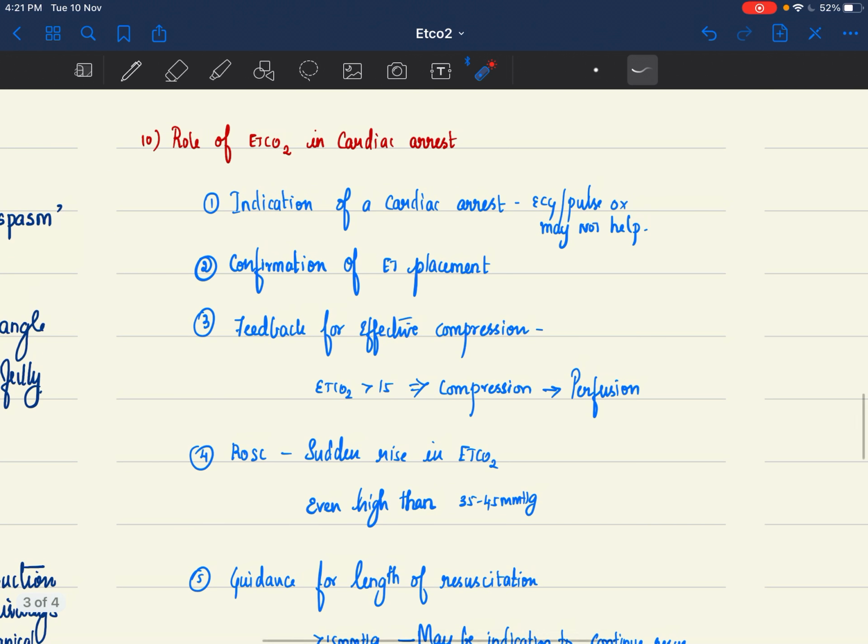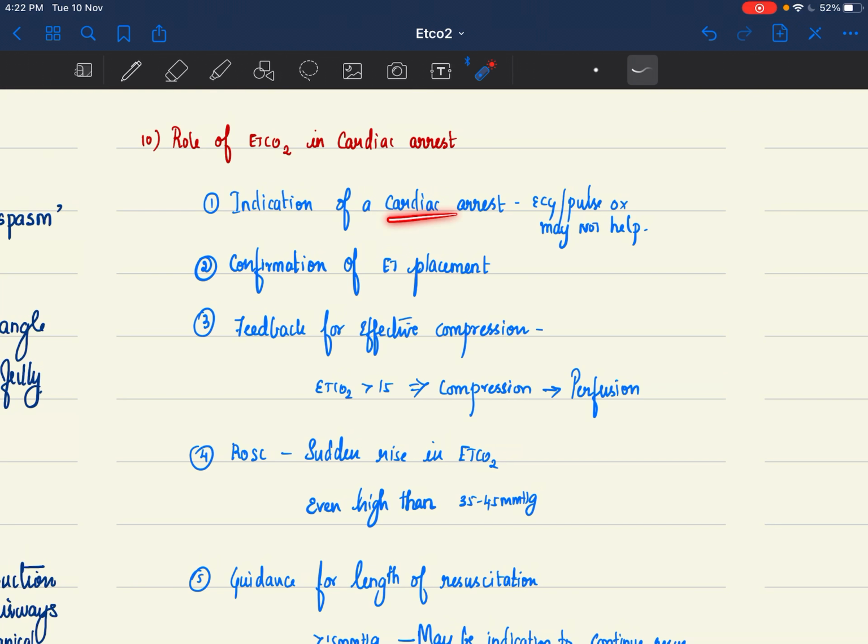Last but not least, there is an increasingly recognized role of end-tidal carbon dioxide in cardiac arrest. One is finding out that there is a cardiac arrest by rapid flattening of the capnographic waveform, even before your ECG or pulse ox detects. ECG may not detect because there can still be electrical activity in the heart without the heart actually pumping. And pulse ox, we saw the reason earlier.